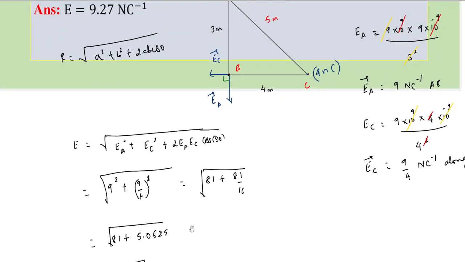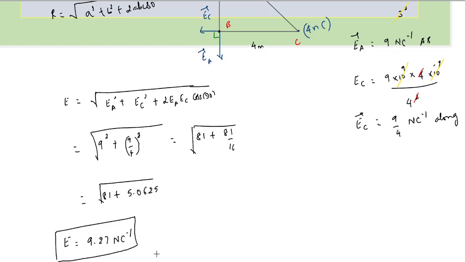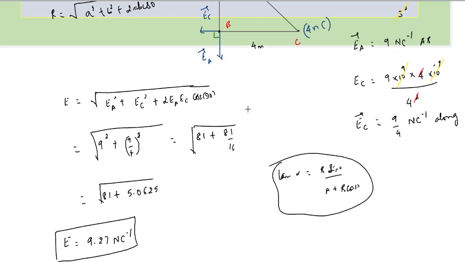And if you want to find the direction of that field, again use parallelogram law and find it. Use the form tan alpha is equal to B sin theta by A plus B into cos theta, and solve it. You get the answer to find the resultant direction also. Thank you.